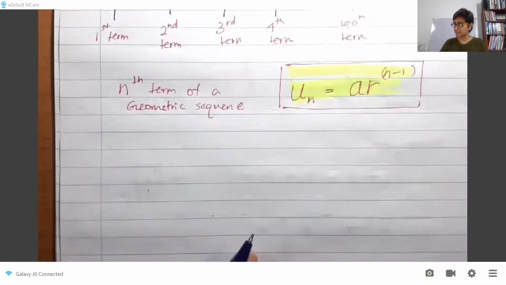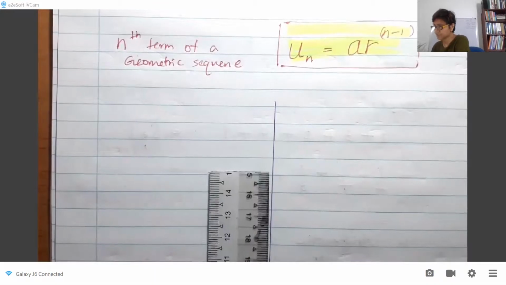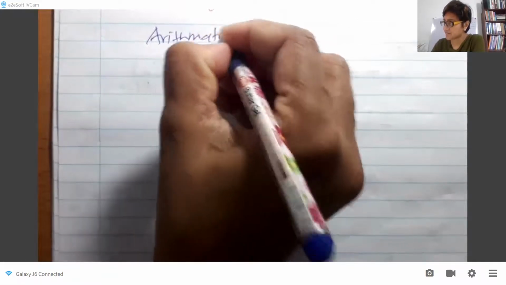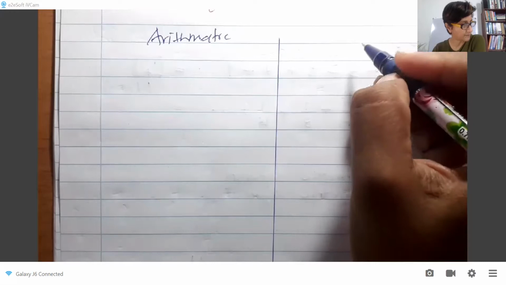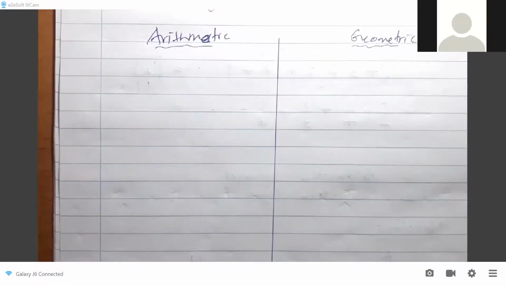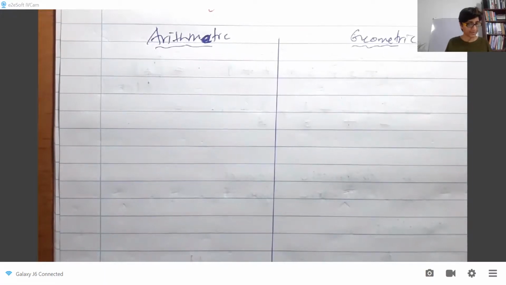Coming back, I will again divide my page into two and continue. So here's my arithmetic column. I think arithmetic is spelled with an E or an A. Here's my geometric. Teacher, I wrote with the E. Yeah, it's E, right? I'm not sure though, miss. It's E, miss. In the textbook also it's given E. Okay, E. Arithmetic.